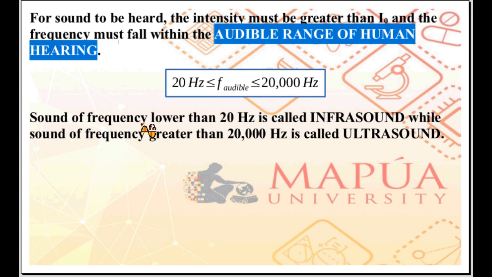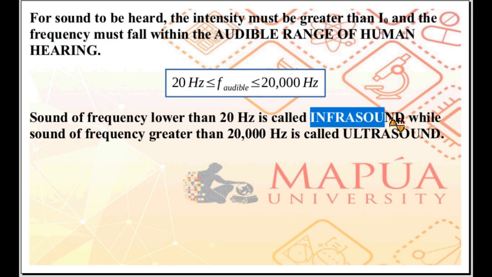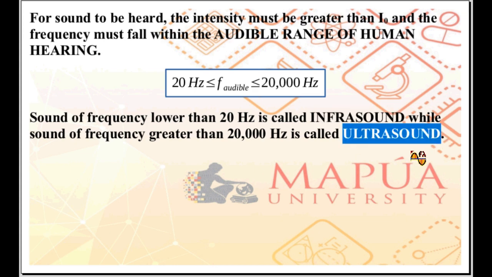Sound of frequency lower than 20 Hz is referred to as infrasound, while sound of frequency greater than 20,000 Hz is called ultrasound.